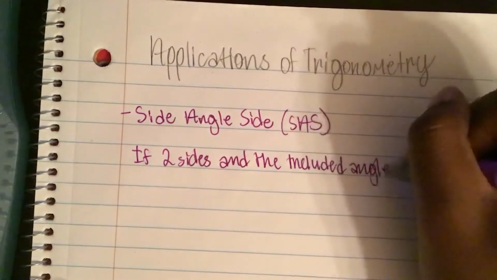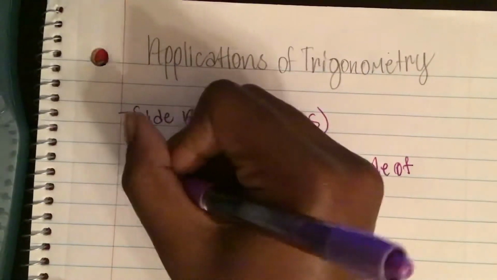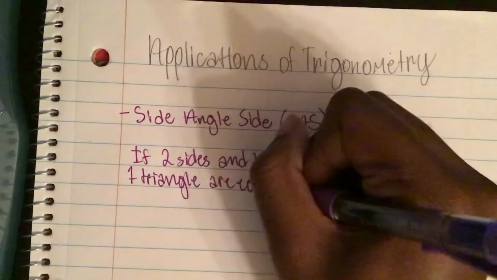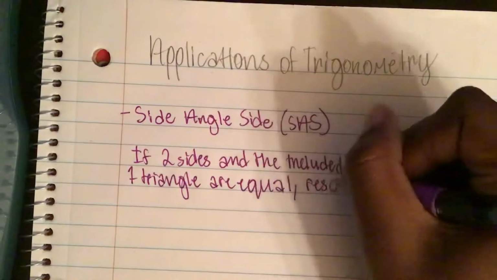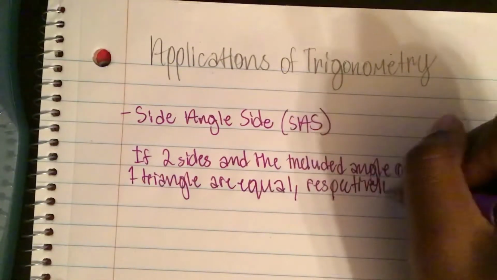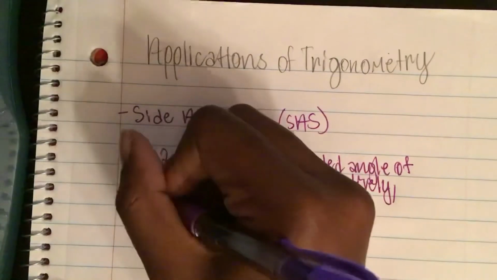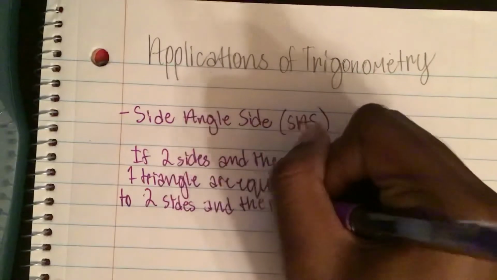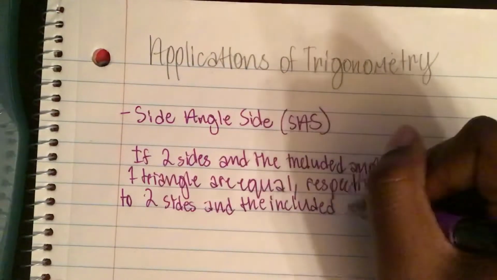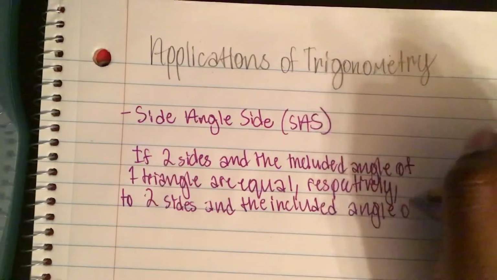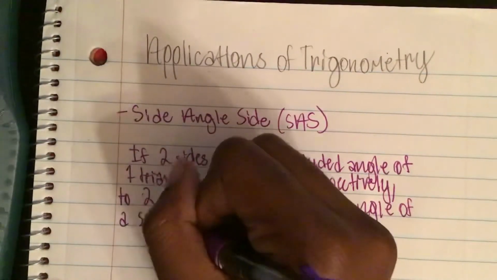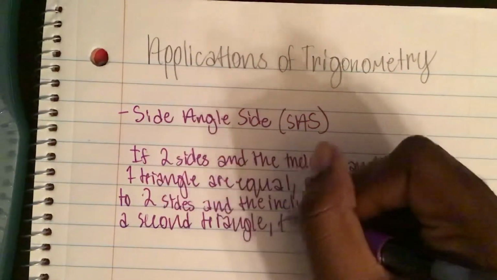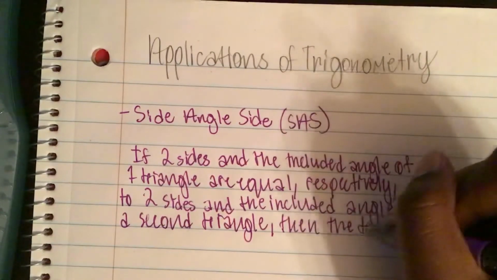angle of one triangle are equal, respectively, to two sides and the included angle of a second triangle, then the triangles are congruent.